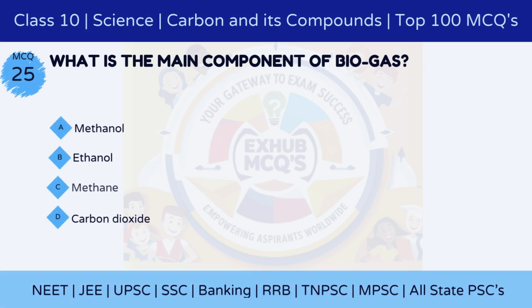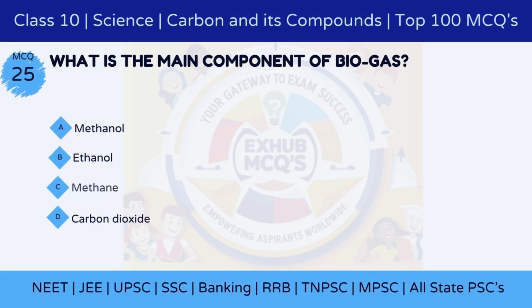MCQ 25. What is the main component of biogas? Option A, methanol. Option B, ethane. Option C, methane. Option D, carbon dioxide.